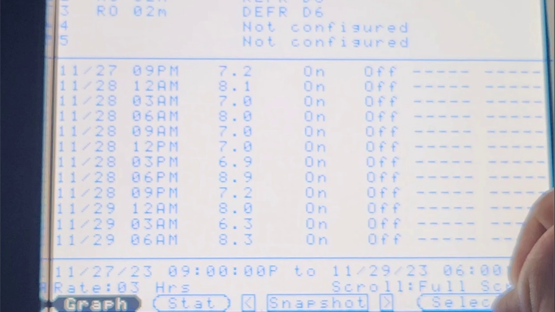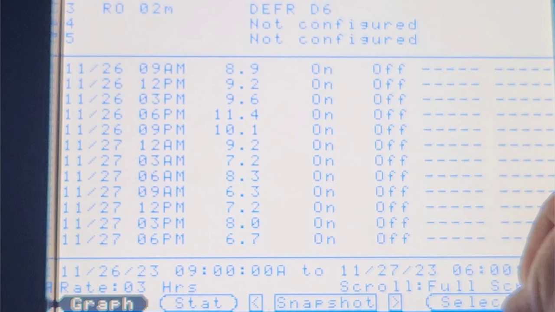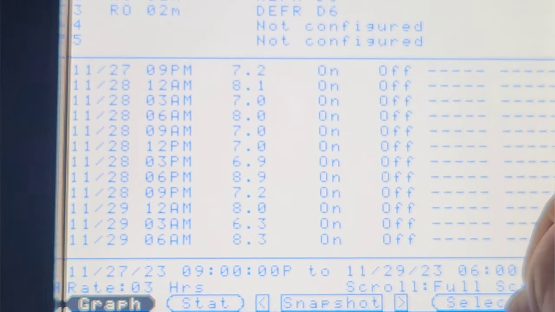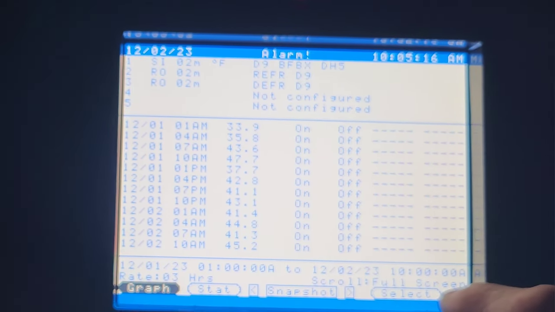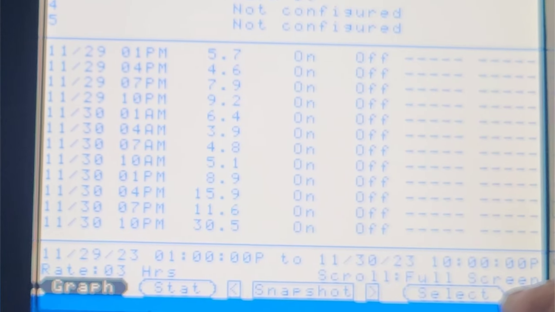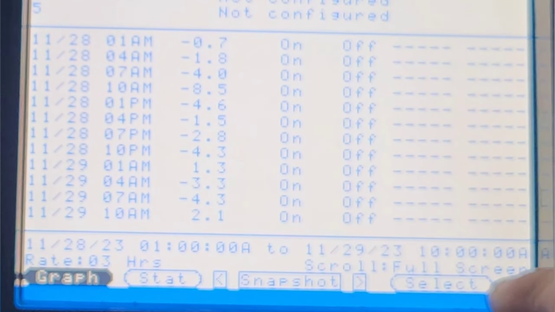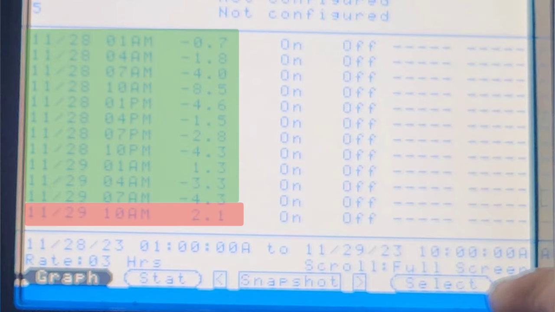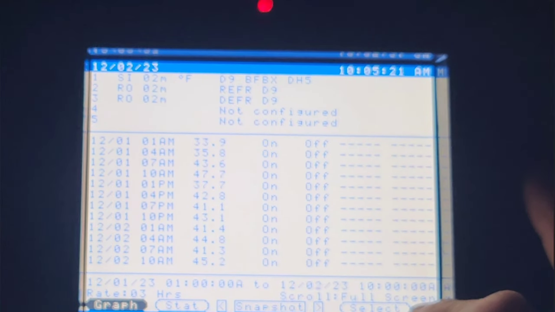So D6 already has other problems. This is the same walk-in that I had to change out a dryer on this one video right here. So this is not gonna help me on this diagnosis. So we're gonna find another circuit. It's gonna be D9. Sitting at 45 degrees right now. D9 is a good example that matches on 11/29 around 7:30 a.m. is when our temperature started to rise and never recovered.